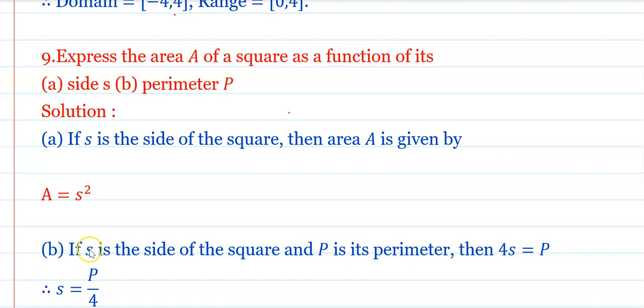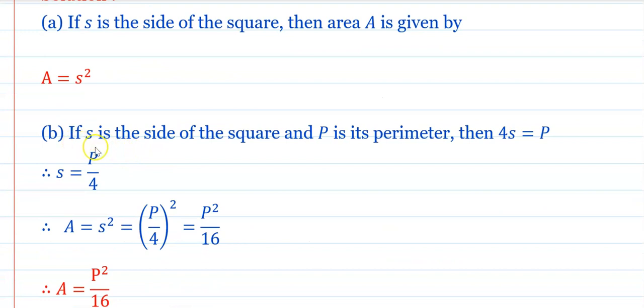Okay. Now next, we have expressed the area as side square. Now also express this area in terms of the perimeter. Okay. If S is the side of the square and P is its perimeter, then what about the perimeter? P is equals to 4 into side. Therefore S is equals to P by 4.